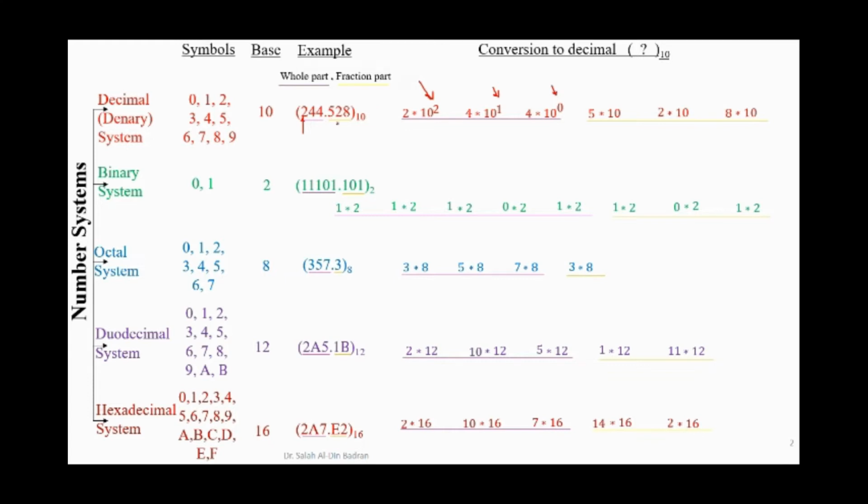What about this part, the fractional part? You continue, but in the reverse direction. One before 1 is 0, and 0 before 0 is minus 1 as a power of 10. Minus 2 as a power of 10, of course, and 10 to the power minus 3.